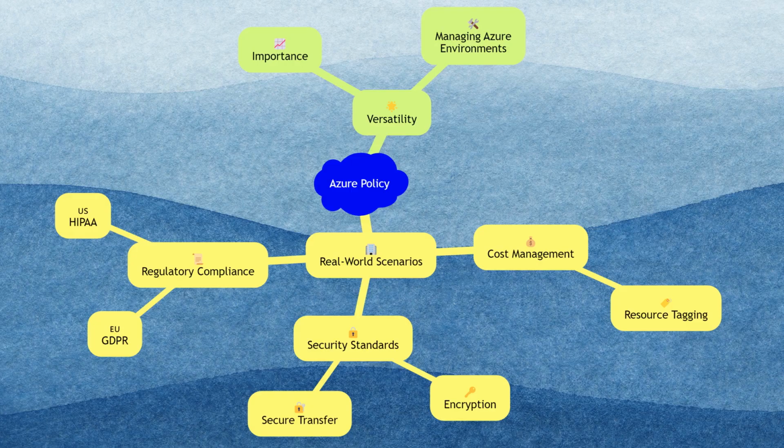Azure Policy is used in various real-world scenarios to enforce compliance and governance. For example, organizations use Azure Policy to ensure that all resources are tagged correctly for cost management, enforce security standards such as encryption and secure transfer, and comply with regulatory requirements like GDPR and HIPAA. These use cases demonstrate the versatility and importance of Azure Policy in managing Azure environments.